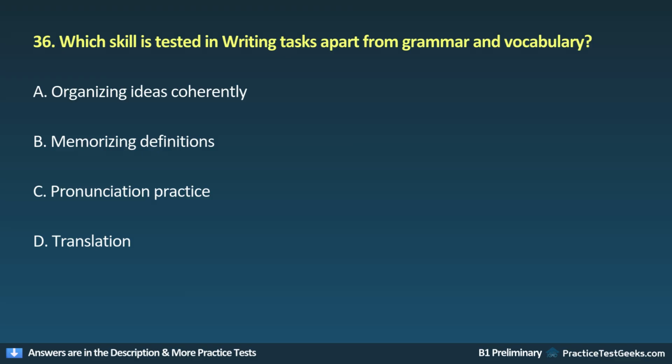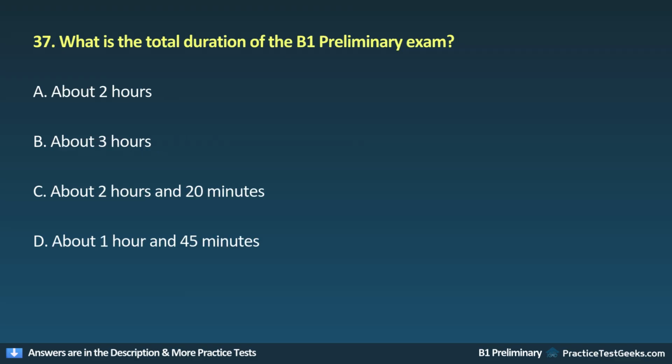36. Which skill is tested in writing tasks apart from grammar and vocabulary? A. Organizing ideas coherently. B. Memorizing definitions. C. Pronunciation practice. D. Translation.